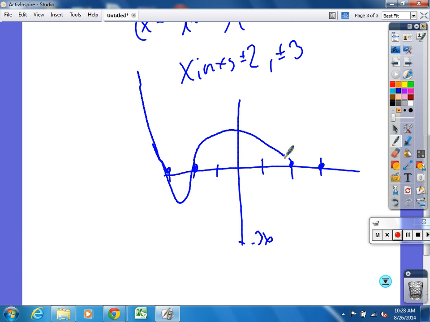Was it a positive 36 or a negative 36? That makes more sense. So that point right there is 36. Okay? Once again, that's just a rough sketch. Everybody see that?